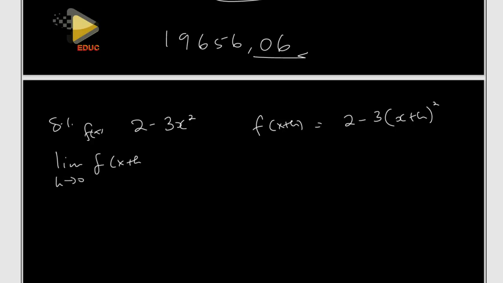This is the formula: f of x plus h minus f of x over h, limit as h tends to 0. I'm going to have 2 minus 3 into x plus h squared minus 2.